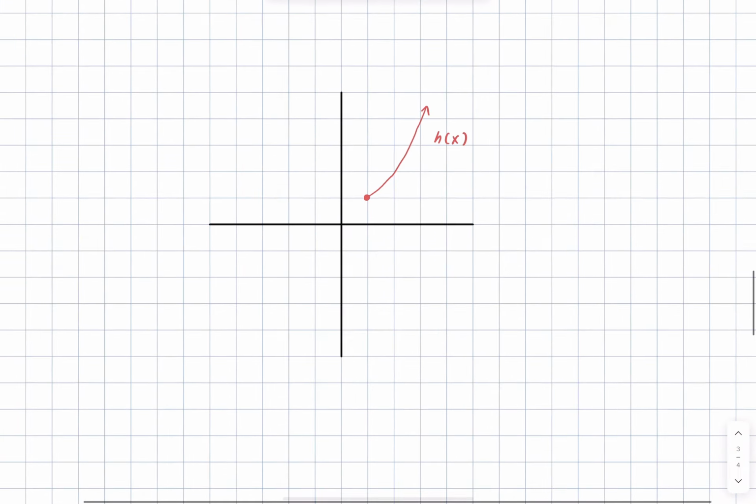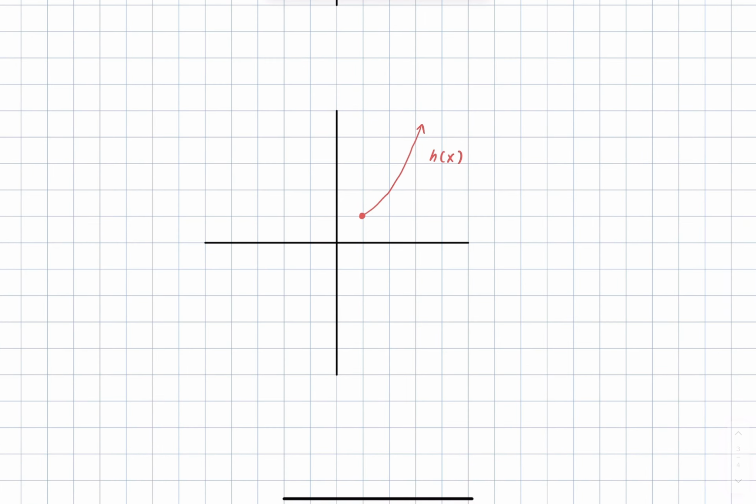So let's look at this function over here. I want to find the limit as x approaches 1 from the right-hand side. So I'm going to write plus for the function h of x. Looking at this graph, I'm coming from the right-handed side, and as I approach x equals 1, I see that my y value is +1. So this is 1.